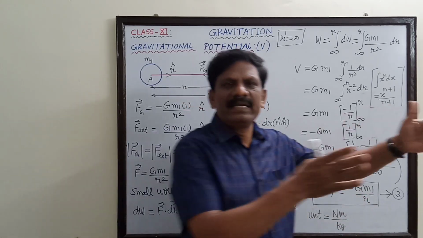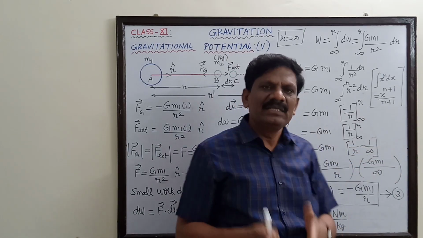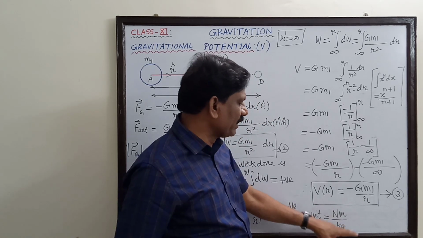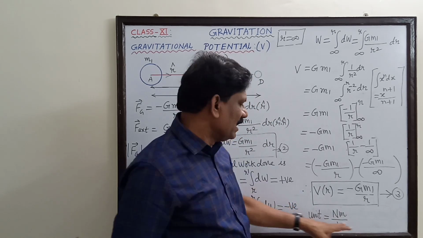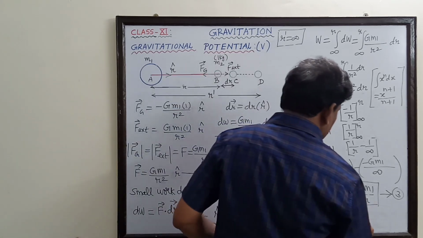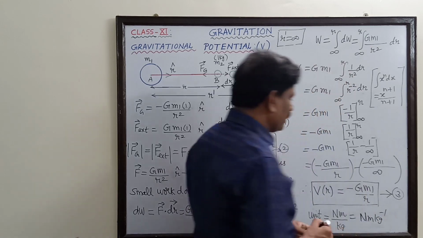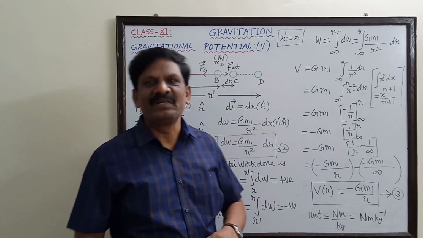Since it is a work done per unit mass, its unit must be equal to unit of work done divided by unit of mass, and this is Newton meter per kg. So this is equal to Newton meter into kg power minus 1. I hope you must have understood well. Fine.